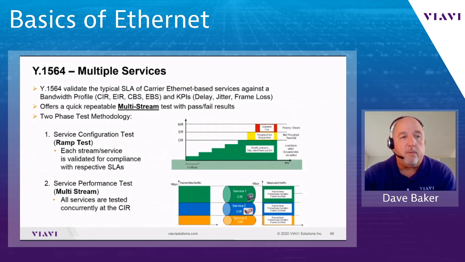But Y.1564 will do a test on each service individually. It'll do a ramp test and verify that you can get a given information rate on each of the services. So you can test voice and data independently. And then it'll combine the two and do a multiple stream test to verify that the full committed information rate, with all the streams traveling concurrently, can get across that link.